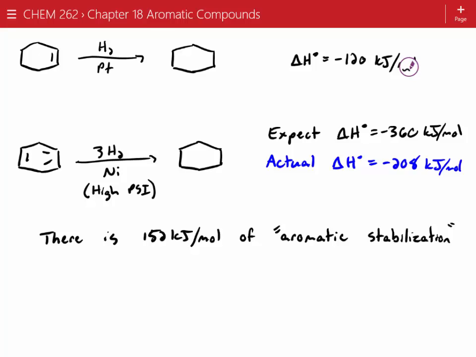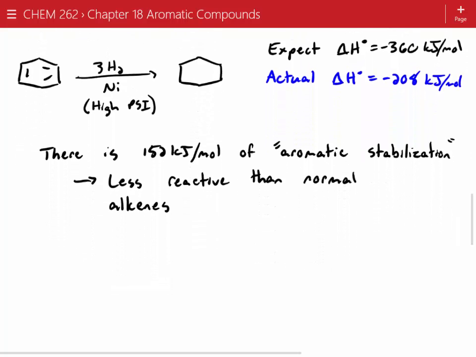Another way of thinking about this is it's so stable it doesn't react like normal alkenes, and we've already seen this. It's less reactive than normal alkenes, or even dienes for that matter. Last chapter we saw addition to dienes. We can't do addition reactions to benzene systems in that same way.